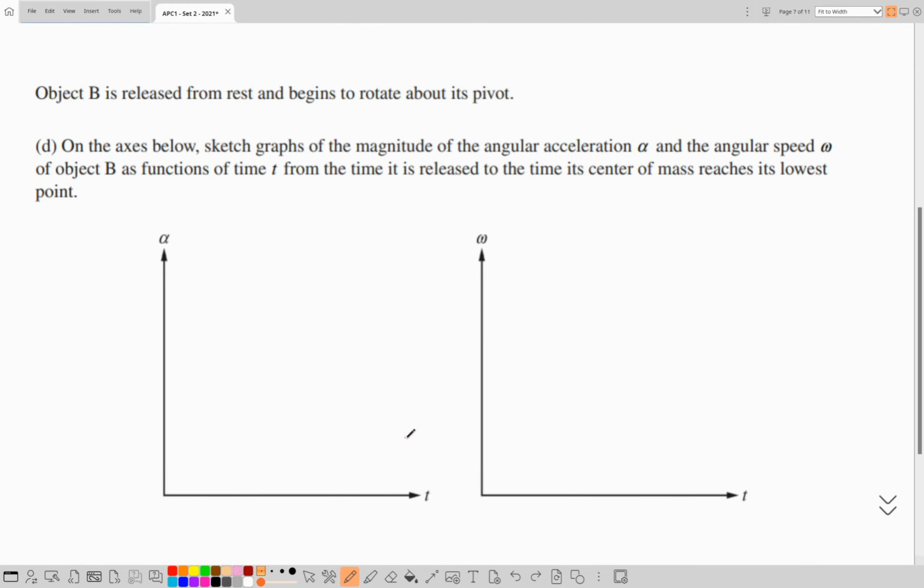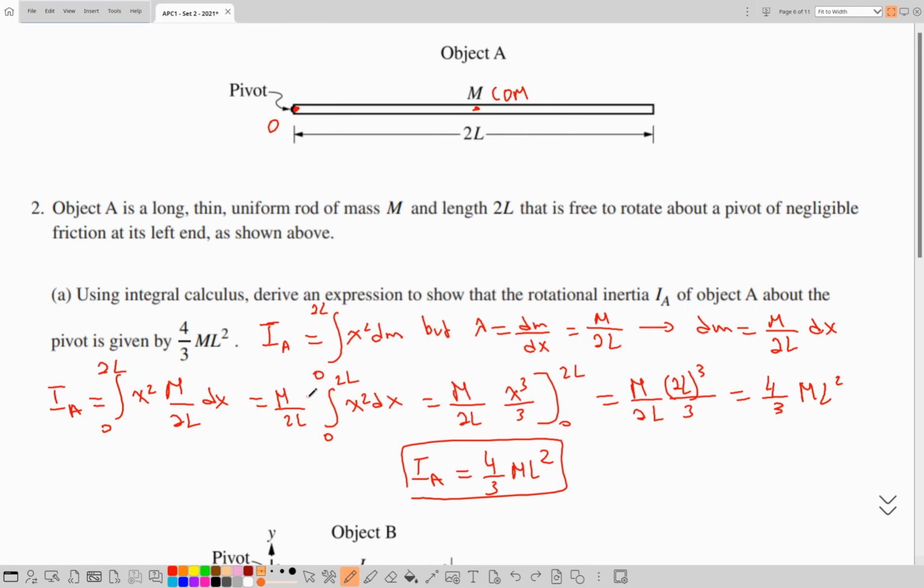Now object B is released from rest and it begins to rotate about its pivot. Part D: on the axis below, sketch graphs of the magnitude of the angular acceleration alpha and the angular speed omega of object B as functions of time, from the time it is released to the time its center of mass reaches its lowest point. And this is a classical question.